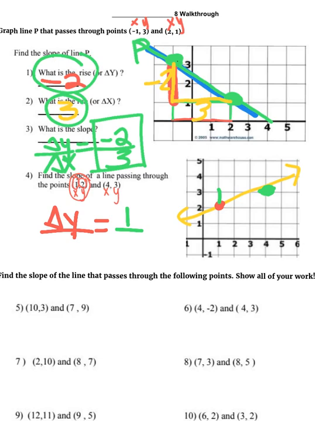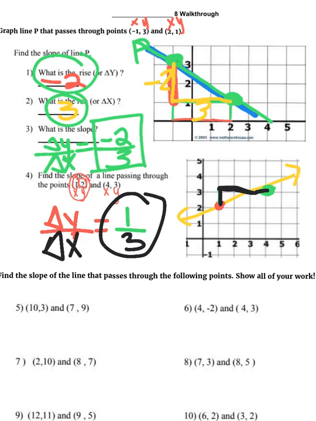How many doors down am I going? Well, I'm going 1, 2, 3 doors down. So the slope of this is up 1 over 3. So the slope of this line is my change in y is 1. I went up 1 floor, and my change in x is 3. I went to the right 3. So from the left dot to the right dot, I went up 1 and over 3.